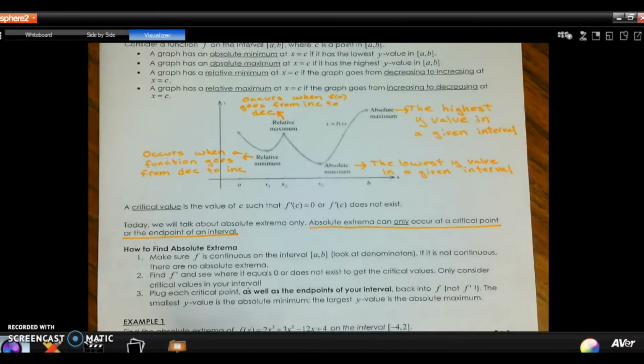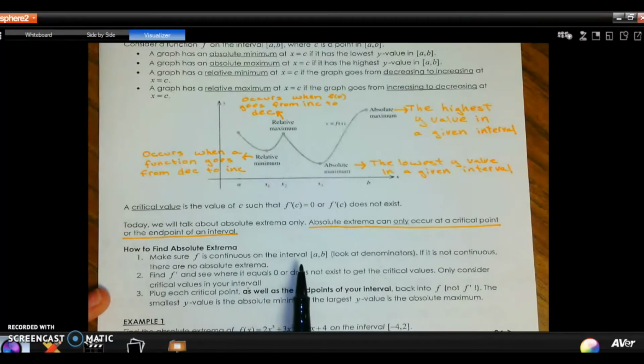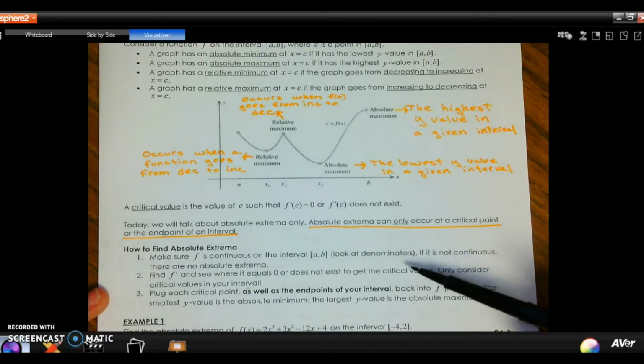So our goal today is to make sure that the function we are given is continuous over the interval, aka make sure that there is no x value that you're not allowed to plug in, something that would make the denominator 0, etc. If the function is not continuous, then we're not able to find the absolute extrema.